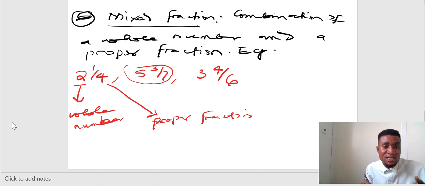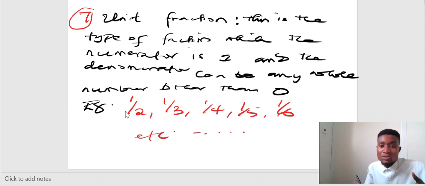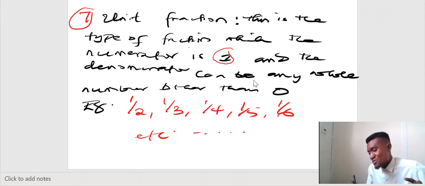And finally, to summarize again, we have what is called a unit fraction, the type of fraction in which the numerator is just 1. Unit means what? 1. And the denominator can be any whole number that is greater than 0. The denominator can never be 0. Once it becomes 0, it definitely is not going to be a unit fraction again.